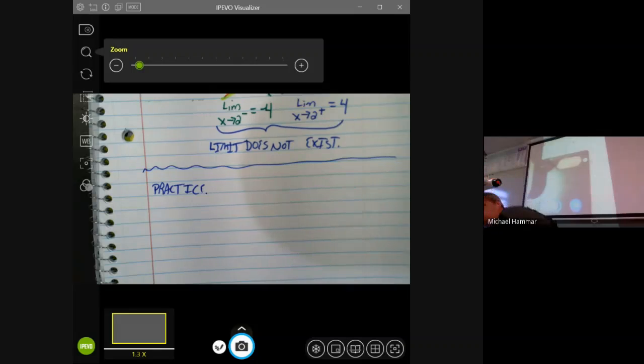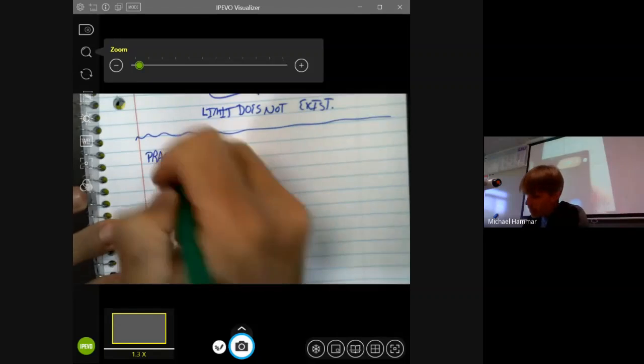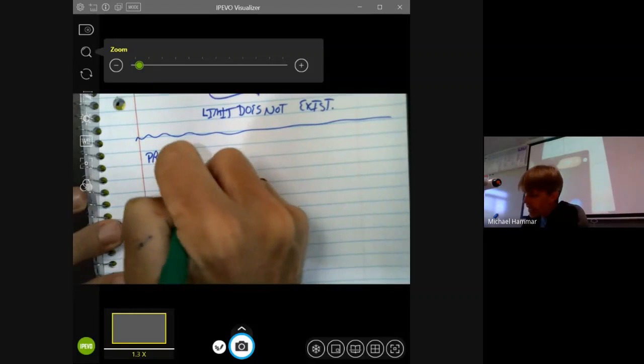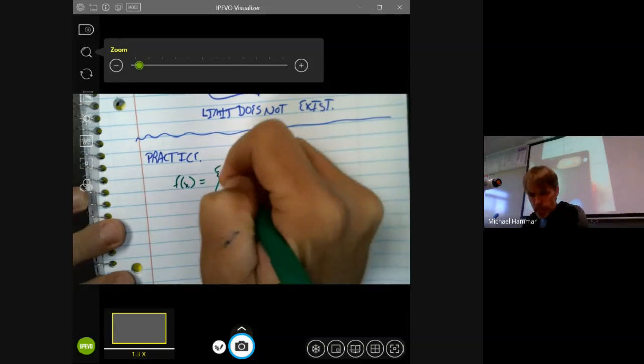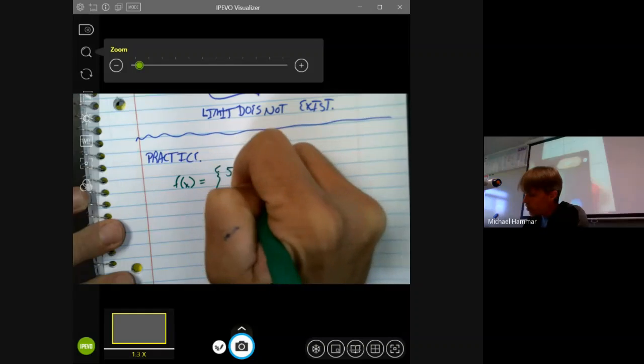So let's do a practice. After I set the problem up, I want you to sketch this, and I want you to tell me if the limit exists. So this one, again, is going to be a piecewise function, because you are going to need lots of practice graphing piecewise functions.